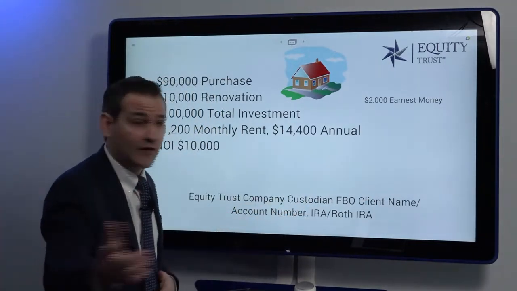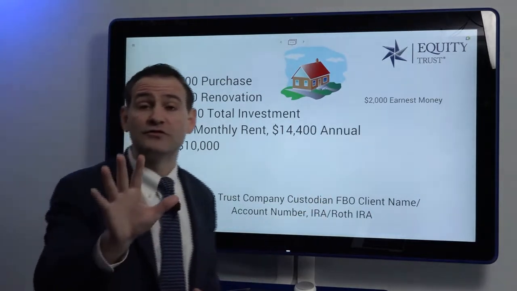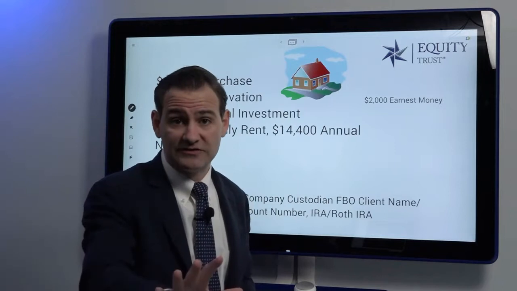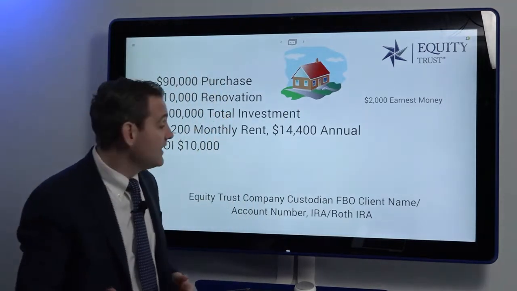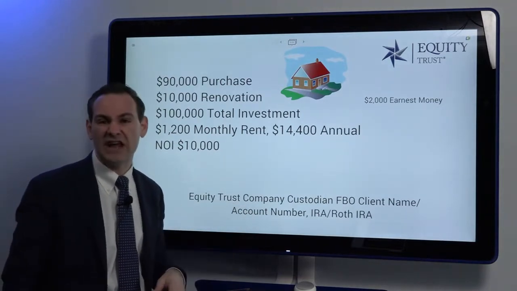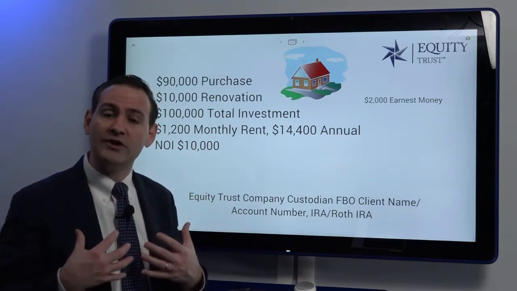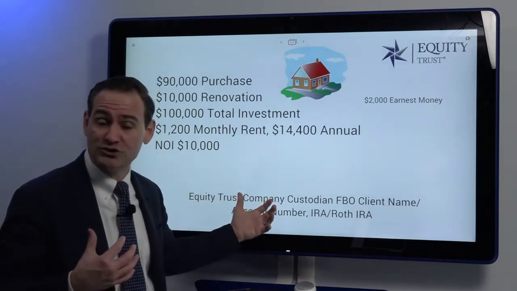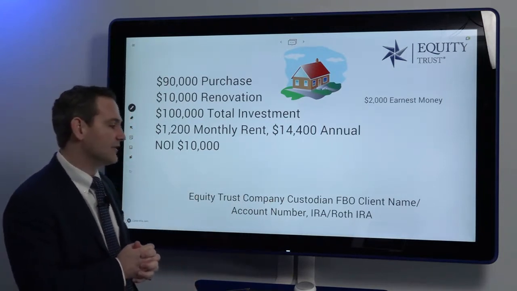If you're using your Roth IRA, you'll plug and play Roth IRA. By the way, if you're using a health savings account, you would use HSA, or a Coverdell education savings account, you'd use CESA account. And also note that if you have a solo 401k, there's a little bit different variation on the titling. You can reach out to Equity Trust directly when you're getting prepared for a purchase, and we can set you up with the appropriate titling for that individual investment.